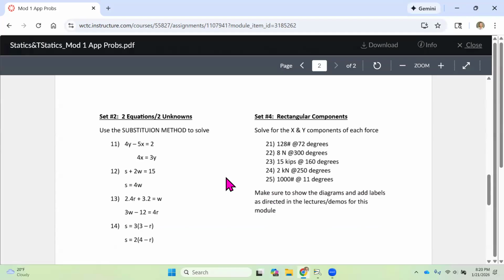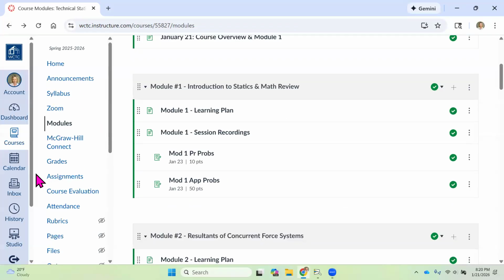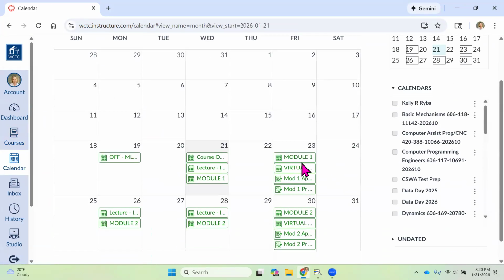Now, for module 1, I covered all the content that I wanted to, including getting through all of the practice problems. So what that means to us is when we look at our calendar for Friday, this will be a virtual workday. It will be a virtual workday.